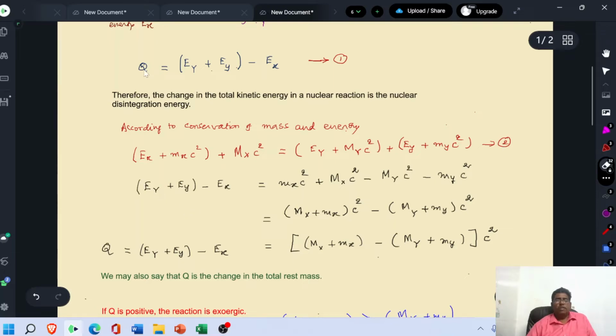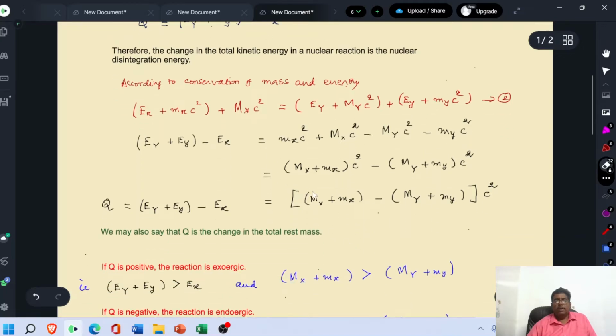If you get the value of Q, that is equal to EY plus Ey minus Ex, then the rest of the terms are aligned to the right hand side and we can get an equation of this form. Now we may point out that the right hand side is the rest mass energy term, the left hand side is the difference in kinetic energies, that is Q. Q is equal to the change in the total rest mass multiplied by c square. We may also point out that Q is the change in the total rest mass.